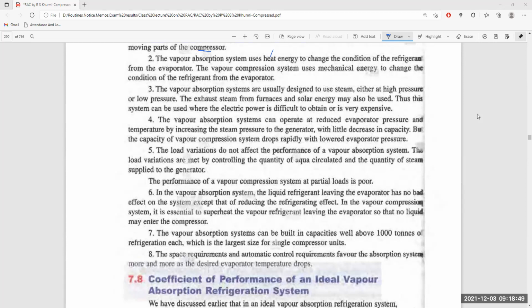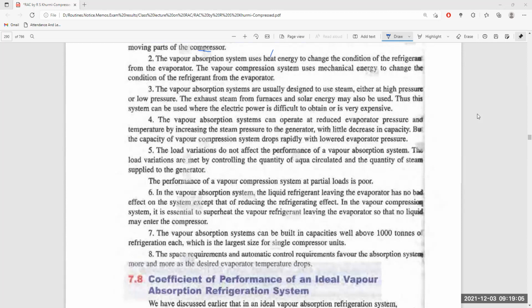But in case of a vapor compression refrigerator, you must have all the liquid removed from the refrigerant. Otherwise, it will go and clog in the compressor itself.